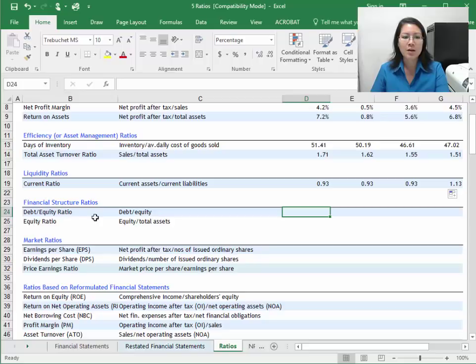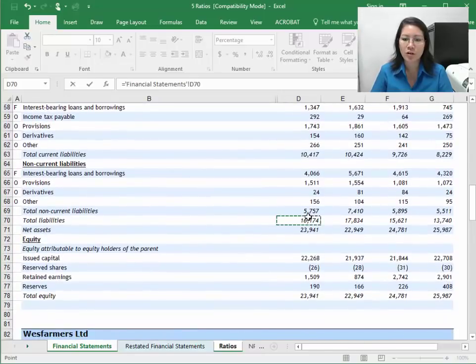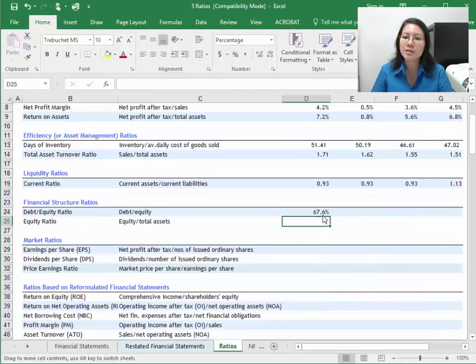Let's have a look at their debt equity ratio. So it's debt divided by equity. So let's have a look. Debt is total liabilities divided by total equity. 67%. You can leave this as a percentage.